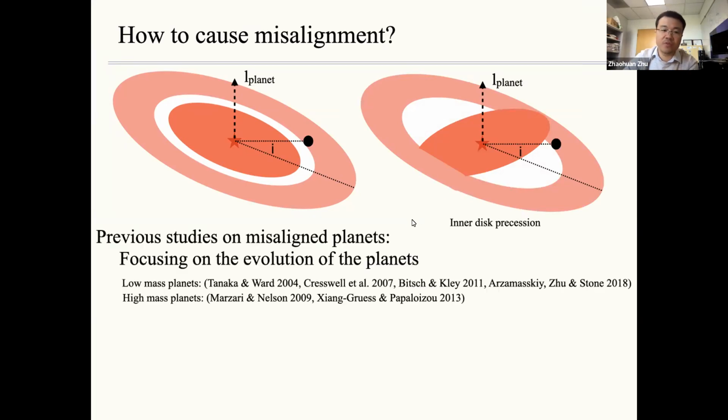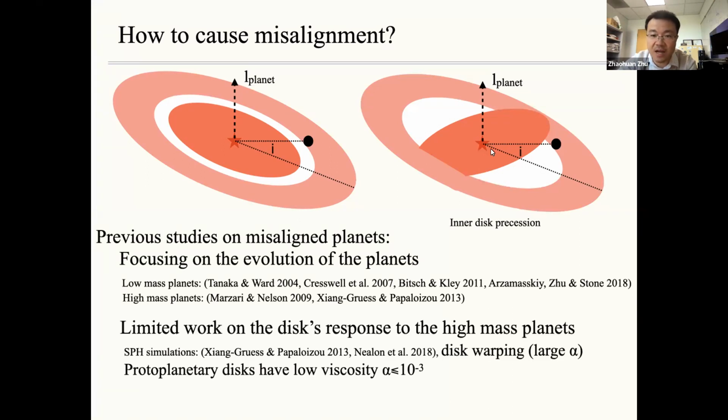Most previous studies on misalignment, on misaligned planets, focused on planet migration or the planet's inclination change. Very few works focus on the disk's response to this companion in the disk. And most of the simulations along this line of work are SPH simulations. These simulations normally apply a relatively large alpha. So here, you normally have a disk warp. The disk has a mild warp, while both the inner and outer disk precess as a whole, at the same speed. So you won't develop a large misalignment.